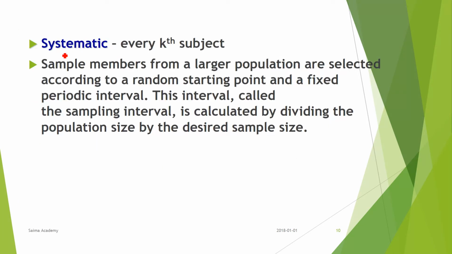The second sampling technique is systematic sampling, every kth subject. I will explain what it means. Sample members from a large population are selected according to a random starting point and a fixed periodic interval. This interval, called the sampling interval, is calculated by dividing the population size by the desired sample size.